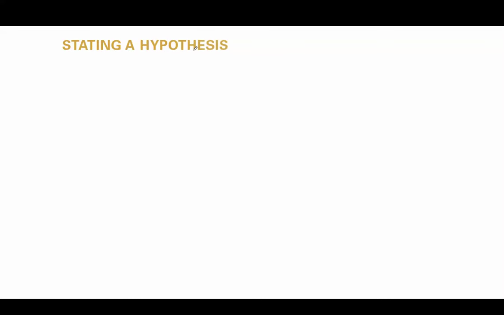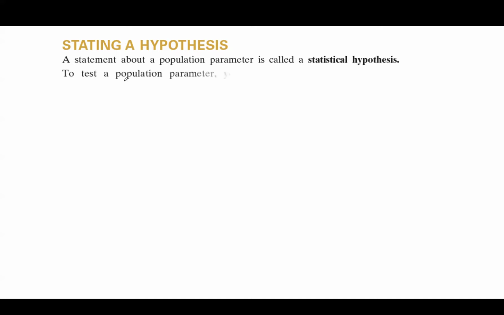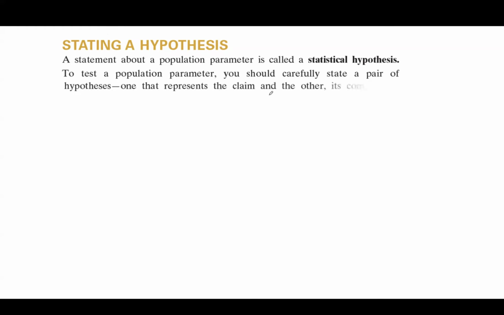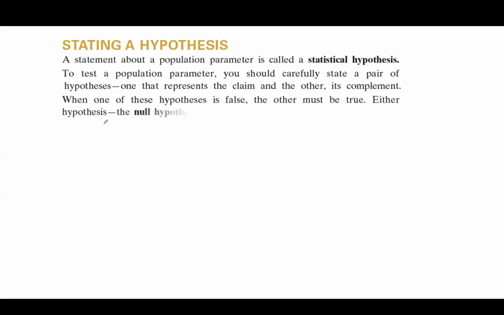How do we state a hypothesis? A statement about a population parameter is called a statistical hypothesis. To test a population parameter, you should carefully state a pair of hypotheses, one that presents the claim and the other that is a complement. When one of these hypotheses is false, the other must be true. Either hypothesis, the null or the alternative hypothesis, may represent the original claim.